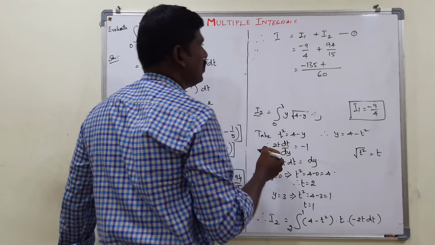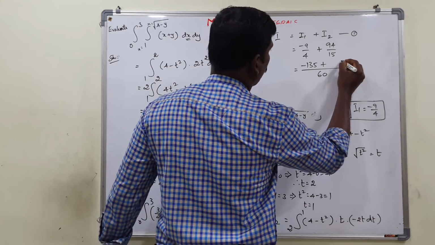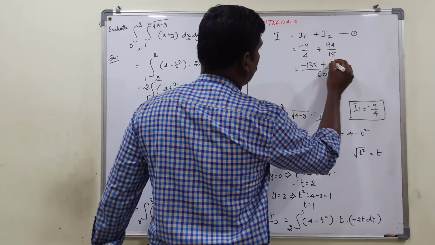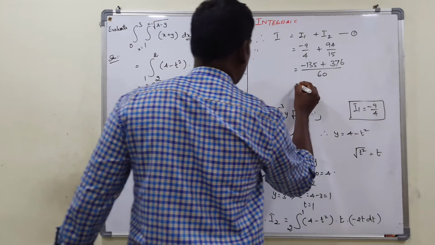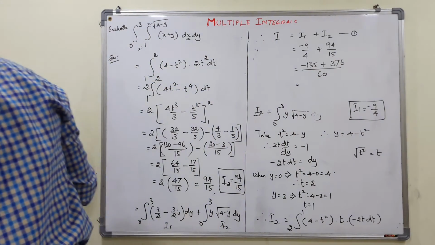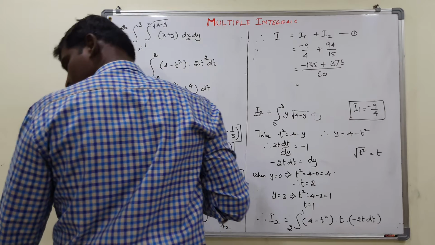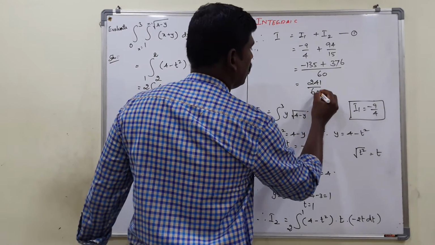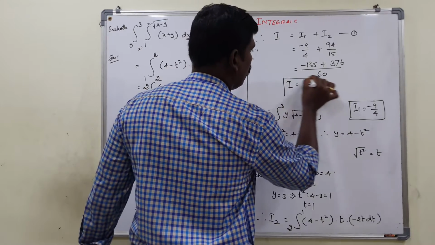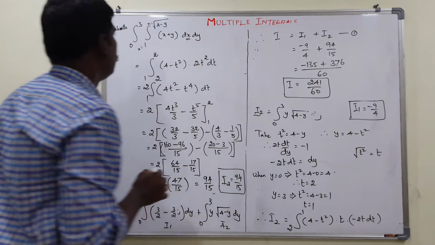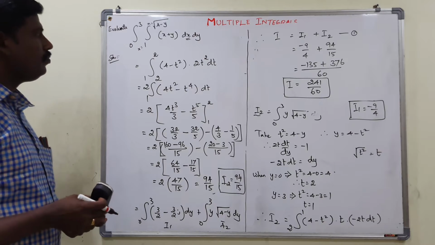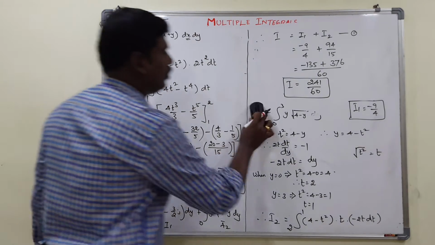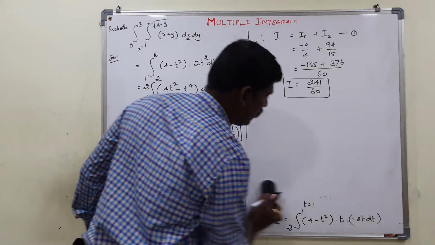Minus 135, plus 4 times, isn't it? 4 15s are 60. So 4 times 94. 4 fours are 16, remaining 1. 4 9s are 36 plus 1, 37. So minus 135 plus 376 divided by 60. So that is equal to 241 by 60, the value of the given integral. That's all. That is the value of the given integral.